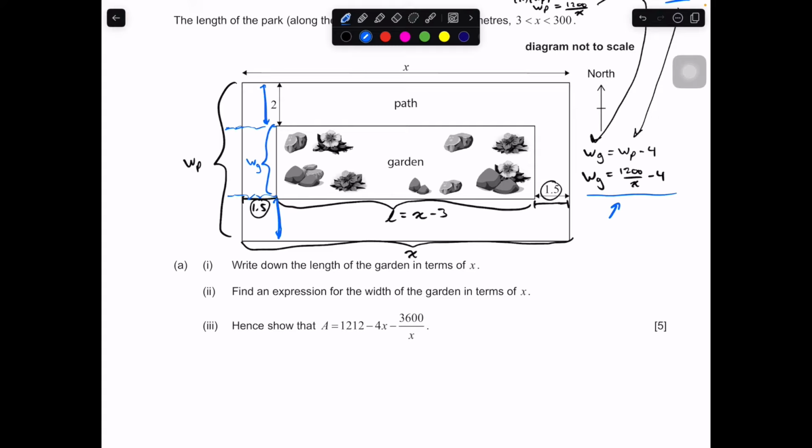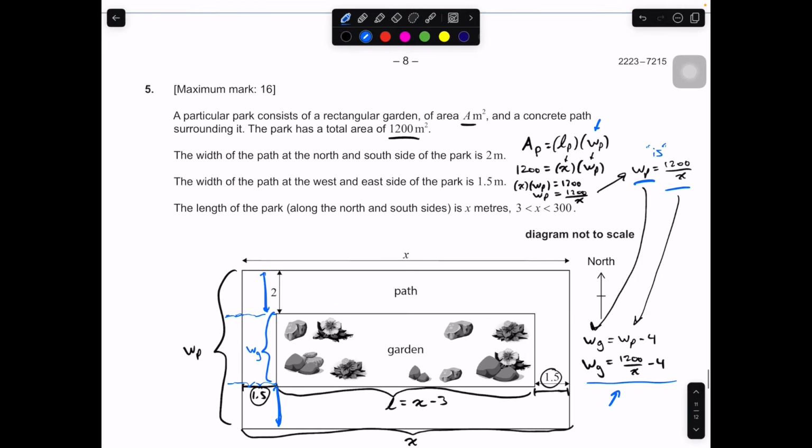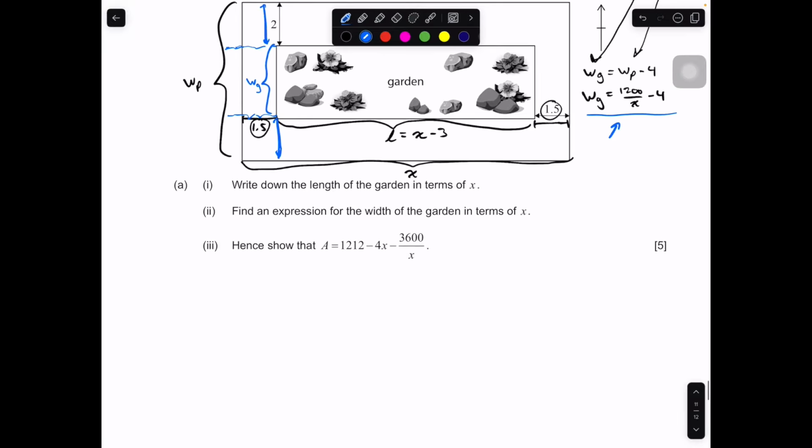Hence, show that the area A is equal to 1,212 minus 4x minus 3,600 over x. A is the area of the garden, and a concrete path surrounding it. This is a rectangular garden of area A. Okay, so when we're talking about the area A, this is the area of the garden. The other was the area of the park. So area P is the area of the park. Area A is just the area of our garden.